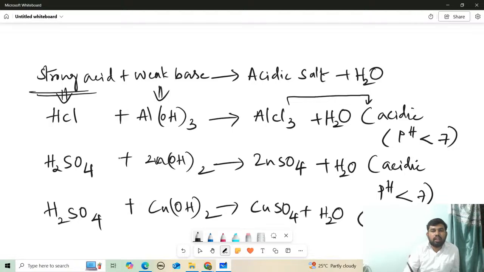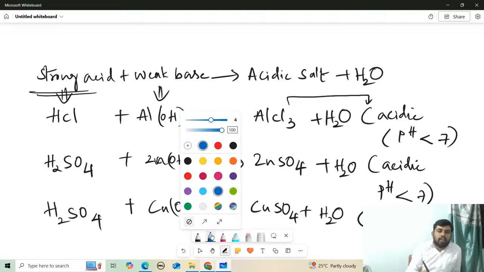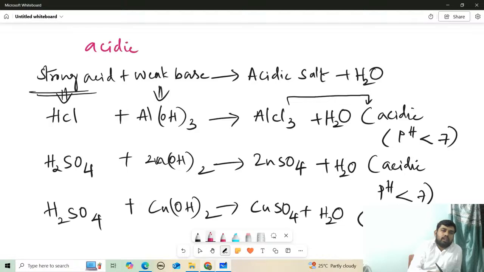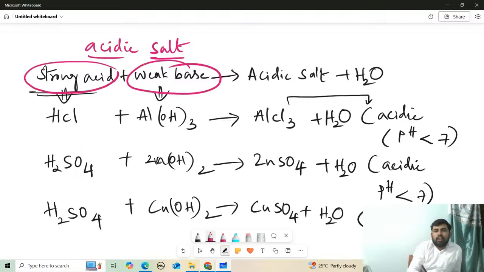These are the acidic salts. Remember, these are the acidic salts. What are the conditions? The condition is that a strong acid should be there and a weak base should be there. Then you will get an acidic salt.